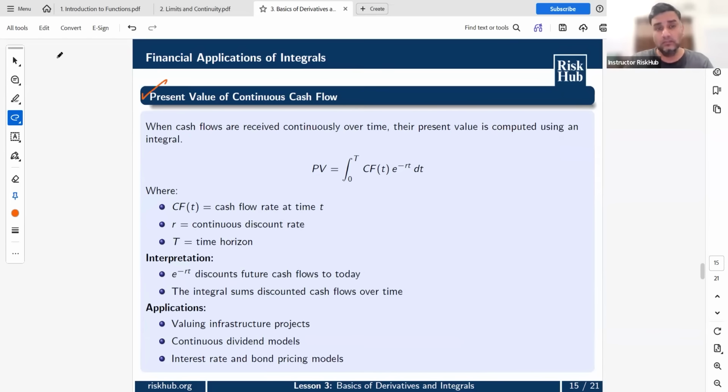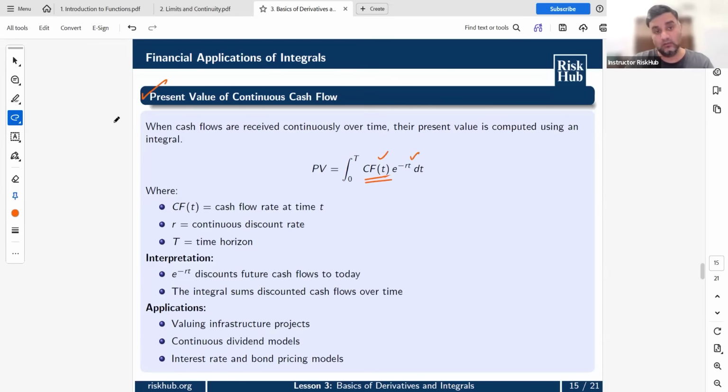Then we go into the present value of continuous cash flow. Now we're trying to connect your integral to your valuation. Suppose a project generates continuous cash flows, let's say CF(t). Let CF(t) be the cash flow rate at time t. The present value we are taking is the integral of CF(t) e^(-rt) dt. CF(t) is the cash flow rate, r is the discount rate, t is the time horizon. Why exponential discounting? e^(-rt) represents continuous discounting.